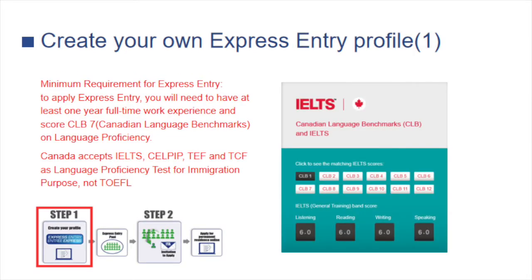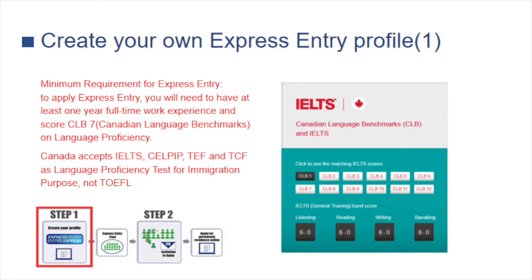Before creating your own Express Entry profile, I would like to remind you that not everyone is eligible to enter the Express Entry pool. Only those who have at least 1 year of full-time work experience and CLB 7 on a language proficiency test can apply. CLB stands for Canadian Language Benchmarks, and CLB 7 is equivalent to IELTS General Training, Band 6 on all listening, speaking, reading, and writing.